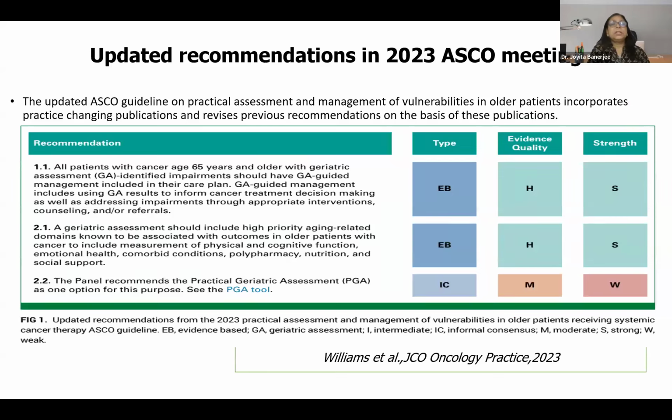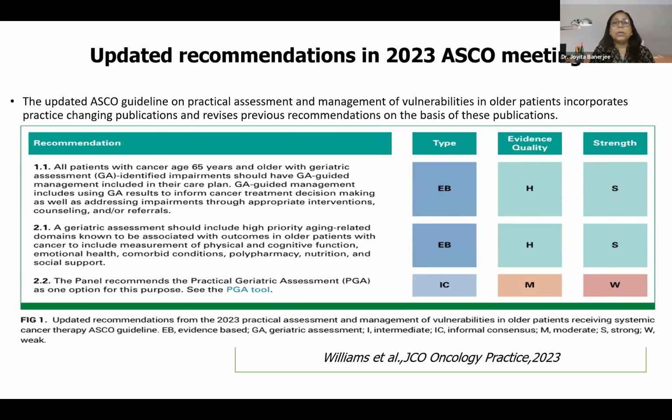So, coming to the updated recommendations of ASCO in 2023, ASCO recommends that all patients with cancer aged 65 years and older with geriatric assessment-identified impairments should have GA-guided management included in their care plan. GA-guided management includes using GA results, after we get the results, to inform cancer treatment decision-making, as well as addressing impairments through appropriate interventions, counseling, and or referrals. Basically, along with the oncologic treatment, we should also look at the geriatric assessment results and incorporate them in our care protocol to make it more holistic.